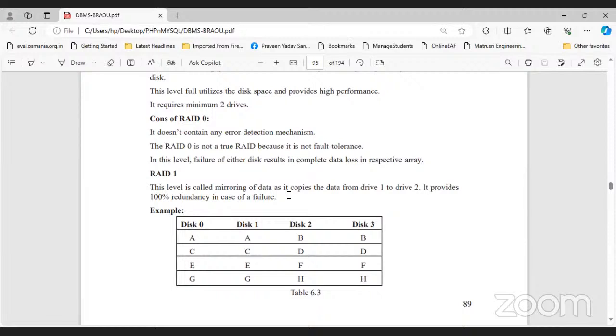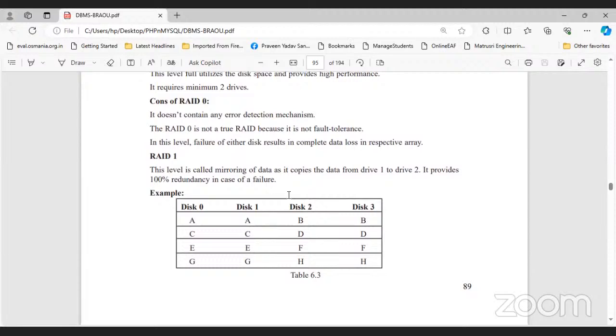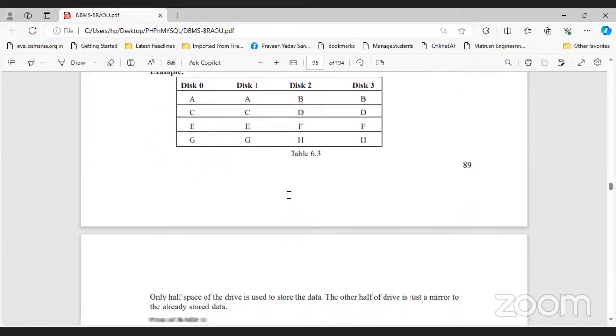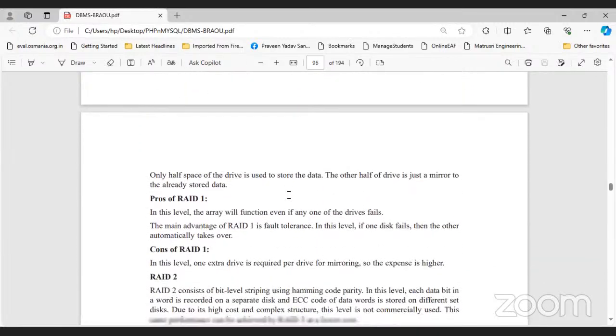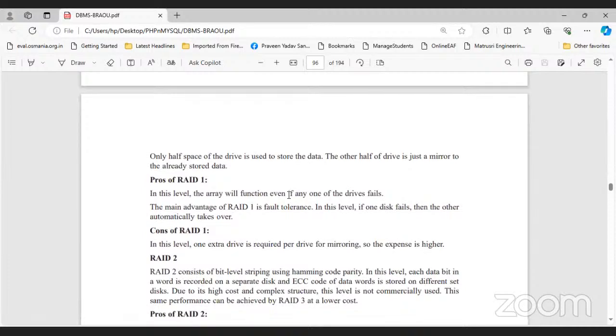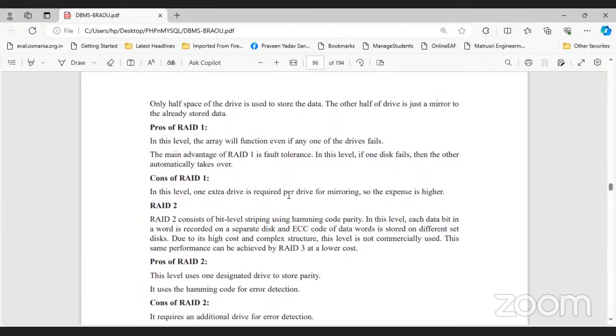That is the duplication of data. Redundancy means 100% duplication it will provide. So whatever data you lost, exactly that data is available on the other drive. That is the purpose of RAID 1. There are some advantages and disadvantages to this one also.